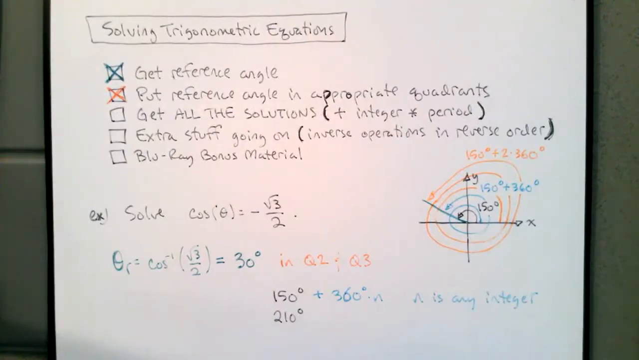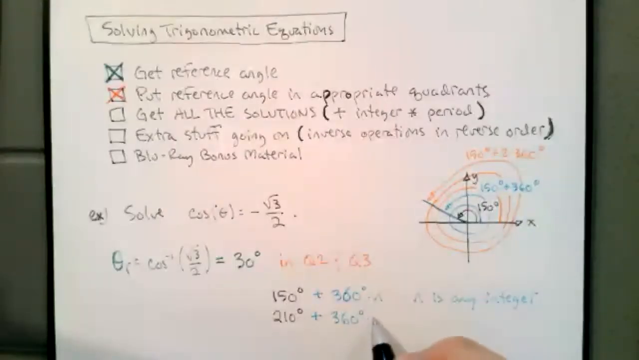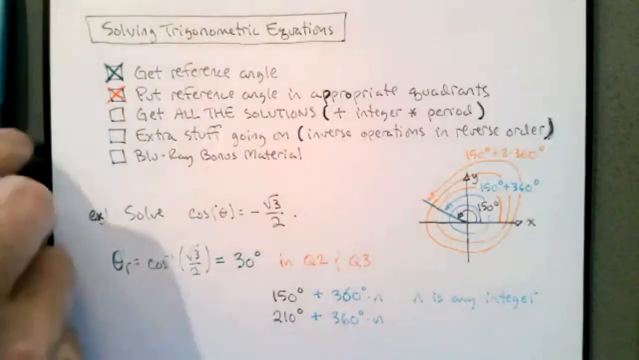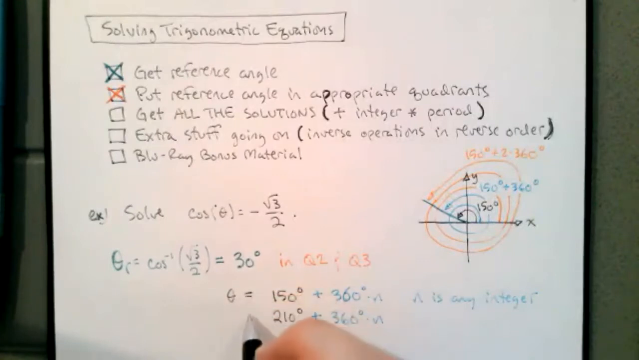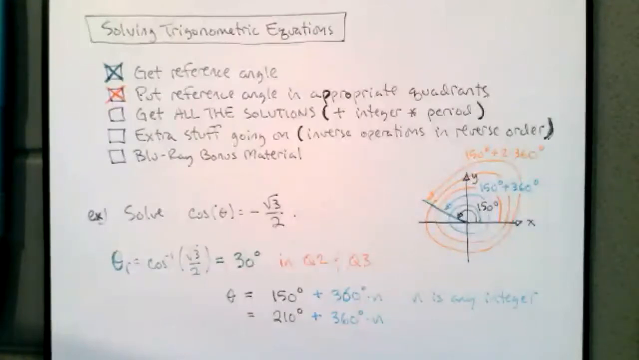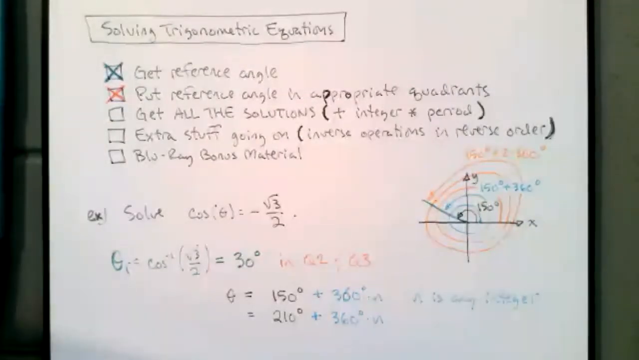And the same thing can be done with 210. I can't put too many more circles up here. We'll start to get busy. But we can take 210 degrees plus 360 times n, where n is any integer. And here are all the solutions for theta. 150 plus something times 360, 210 plus something times 360. N can also be negative. N can be any integer, and this is positive or negative.